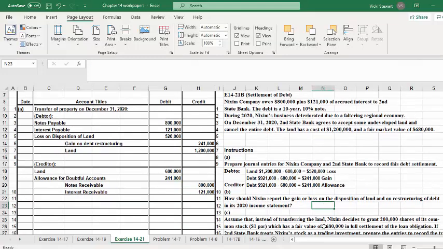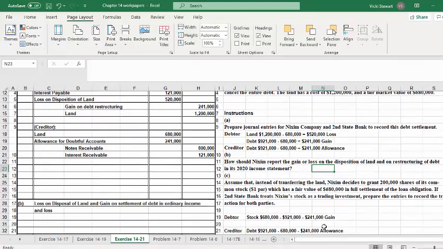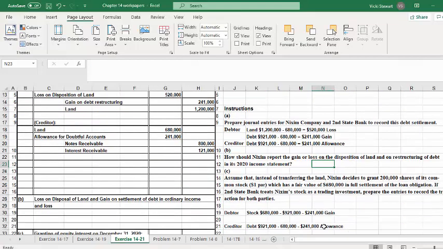The B portion of the problem states, how should Nixum report the gain or loss on the disposition of the land and on restructuring of debt in its 2020 income statement? The loss on the disposal of the land and the gain on the settlement of debt would be recorded as ordinary income and loss.